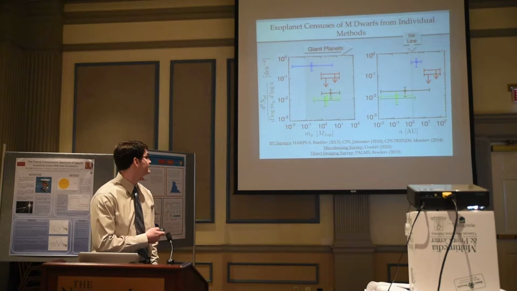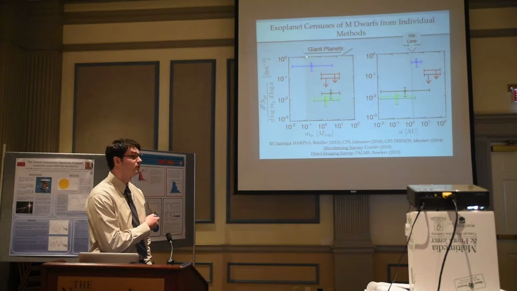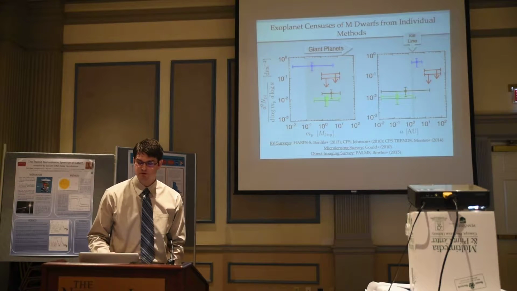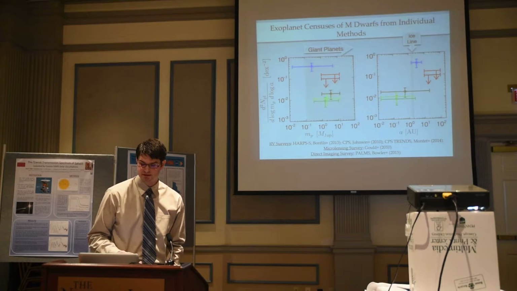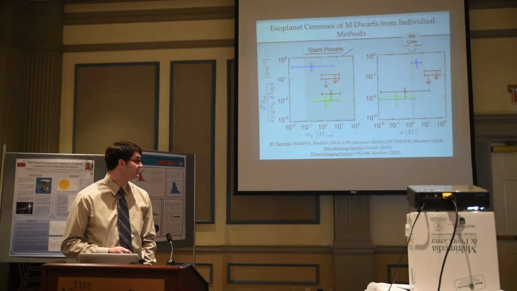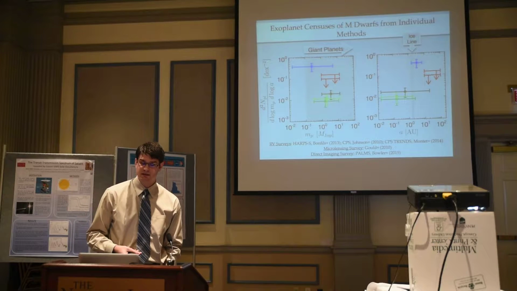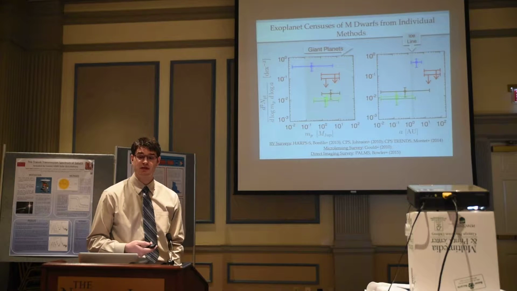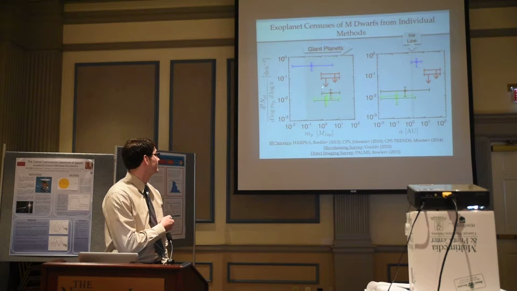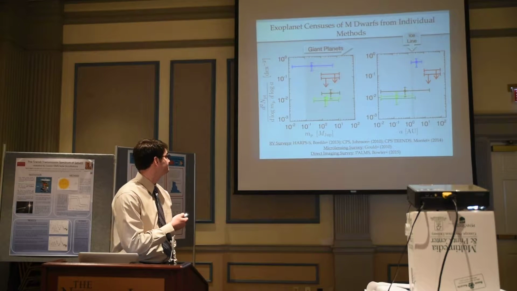On the other hand, microlensing surveys, denoted by the blue points, find a giant planet frequency that is more than an order of magnitude larger than that inferred by radial velocity surveys. Direct imaging surveys targeting M-stars have not yet detected any planetary companions, but nevertheless place upper limits on the giant planet frequency shown here by the red bars.